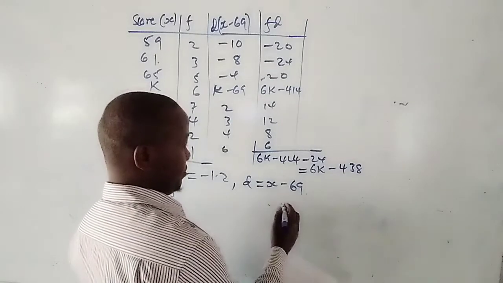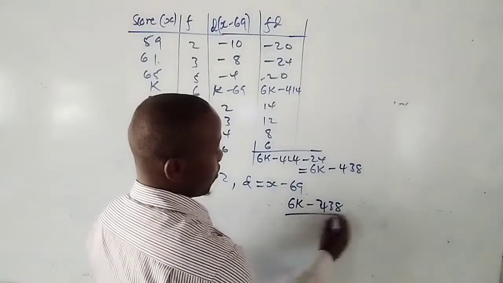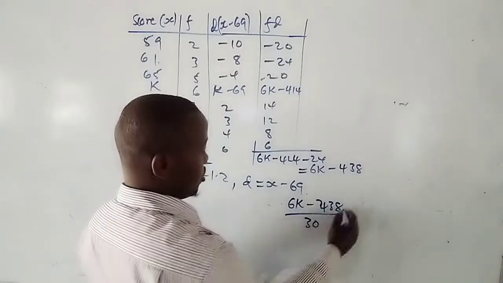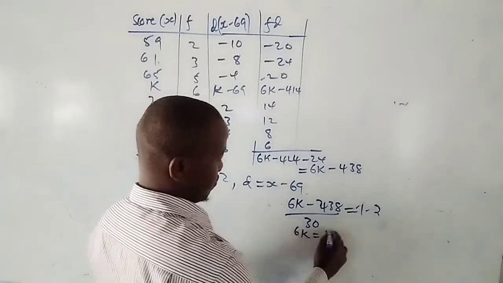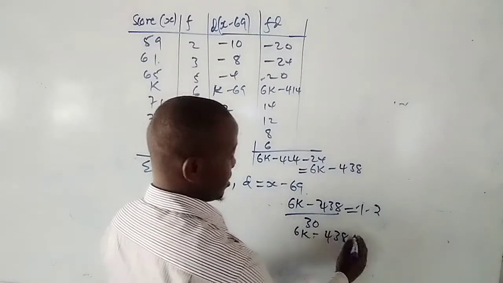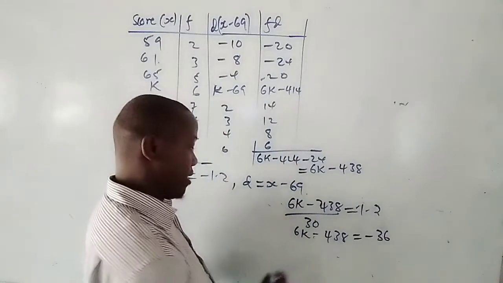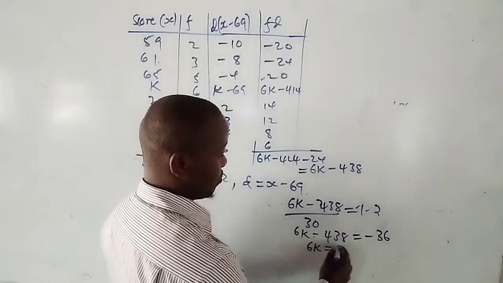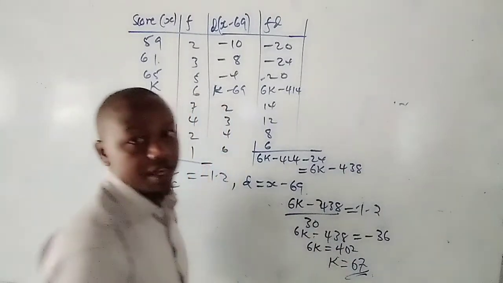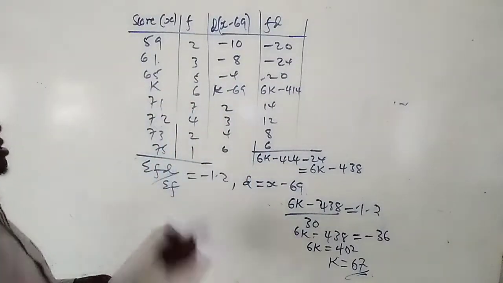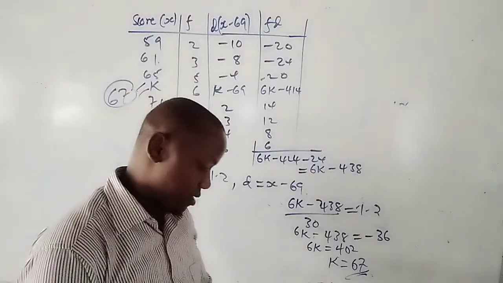So we can say now 6K minus 438, when we divide by the sum of F, which is 30, it should give us negative 1.2. So 6K minus 438 is equal to negative 36 when we cross multiply. So 6K is equal to 402, and K will simplify to 67. Therefore, the unknown score here is 67.